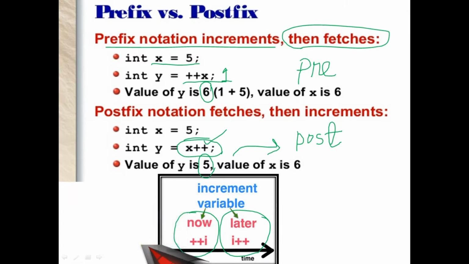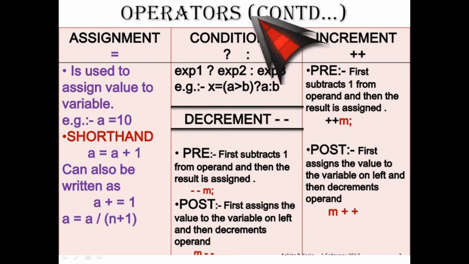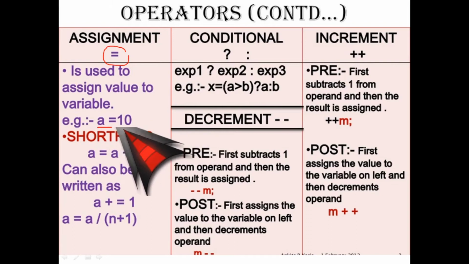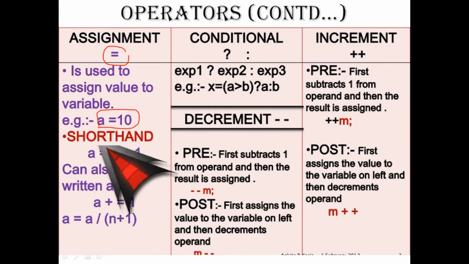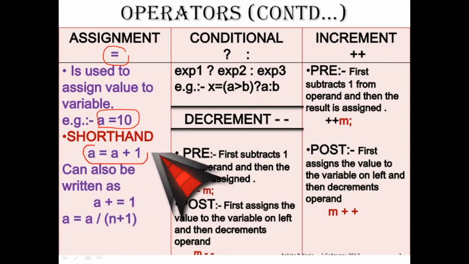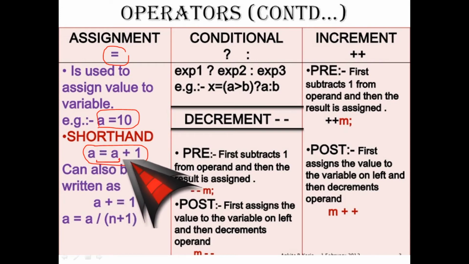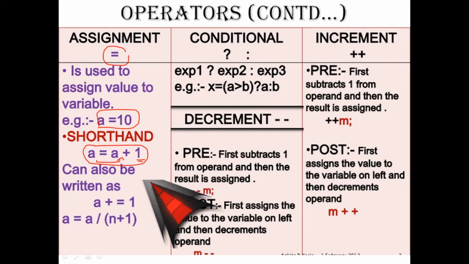Let's look at other operators. Apart from that, we have the assignment operator, which is equal to. If I write a equal to 10, it means right now the value of a is 10. If I write a equal to a plus 1, it means whatever the earlier value of a was, I am also incrementing it by 1. This can also be written in a shorthand form.